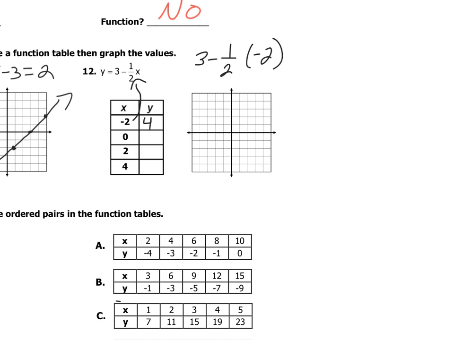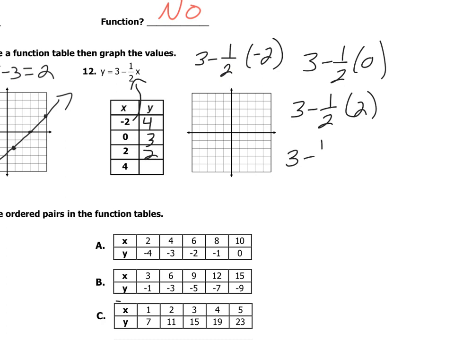Now if we plug in 0, it would be 3 minus 1/2 times 0. 1/2 times 0 is 0. 3 minus 0 is 3. If we plug in 2, it would be 3 minus 1/2 times 2. -1/2 times 2 would be -1. 3 minus 1 is 2. And last, if we plug in 4, it'd be 3 minus 1/2 times 4. Negative 1/2 times 4 is negative 2, and 3 minus 2 is 1.